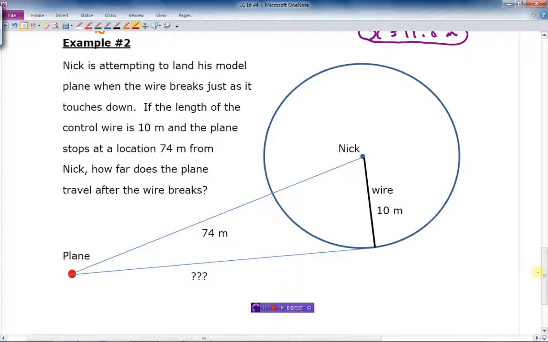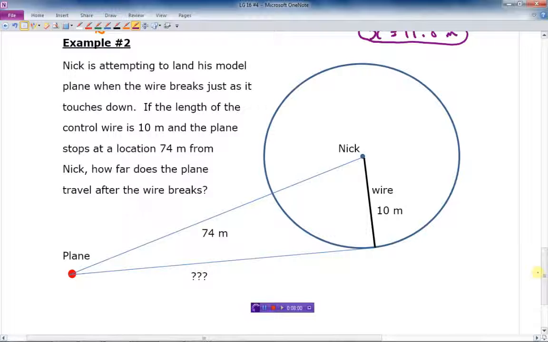Number 2, Nick is attempting to land his model plane when the wire breaks just as it touches down. The length of the control wire is 10 meters, so I've labeled it there. And the plane stops at a location 74 meters from Nick. So Nick's in the middle of that circle. His plane was flying around in a circle attached to a 10-meter wire. The radius is 10 meters there.